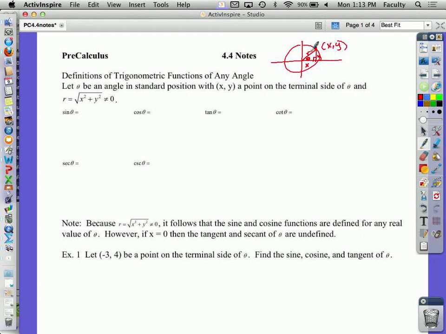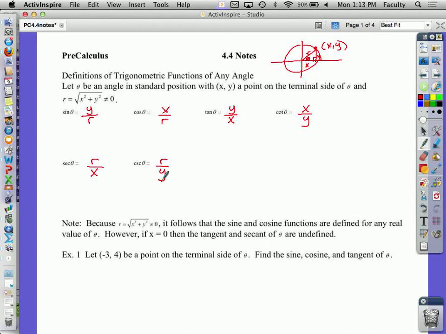So from SOHCAHTOA, sine theta would be y over r. Cosine theta is x over r. Tangent theta is y over x, and I'm just getting it from my little triangle here. Cotangent is the reciprocal of tangent. Secant is the reciprocal of cosine, and cosecant is the reciprocal of sine.